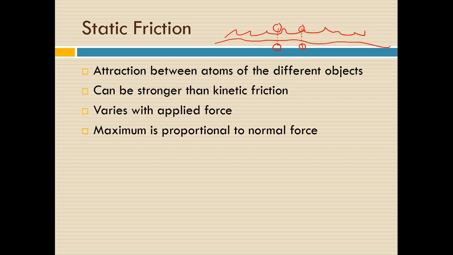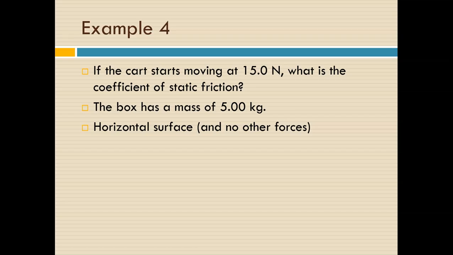Because it varies with the applied force, we're going to write an inequality this time: F sub s is less than or equal to mu sub s times n. When F sub s is equal to the coefficient of static friction times the normal force, that's the maximum static friction. No more static friction can be applied.